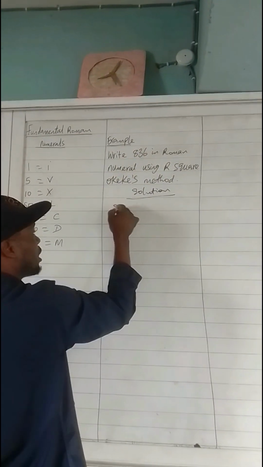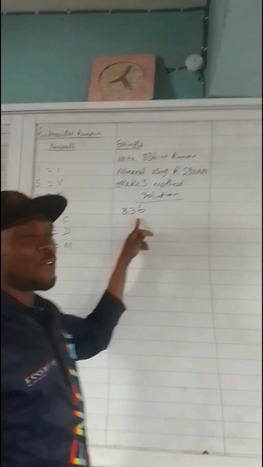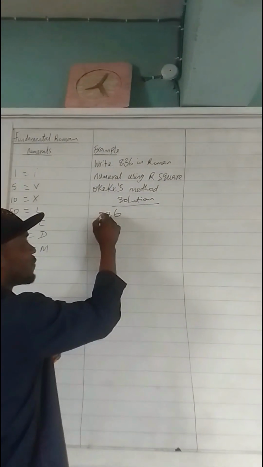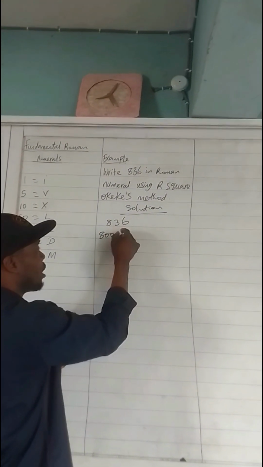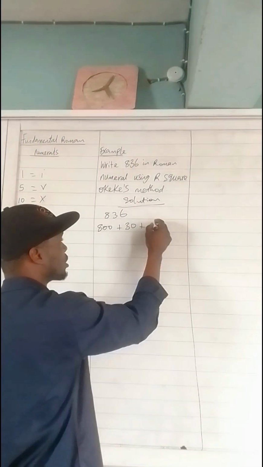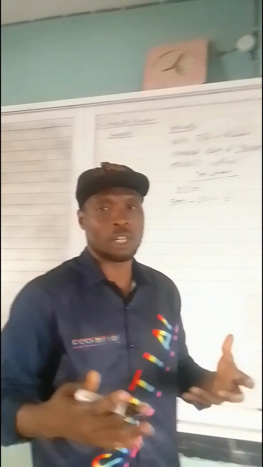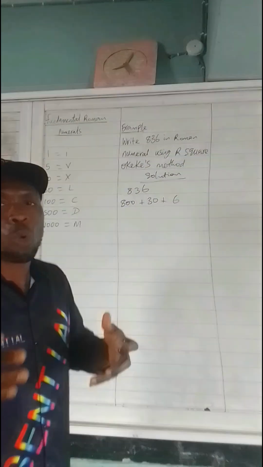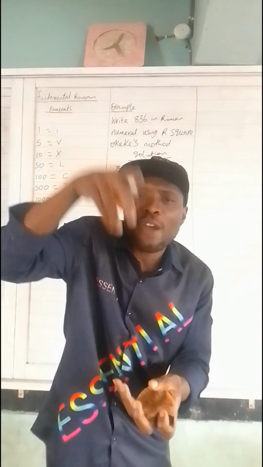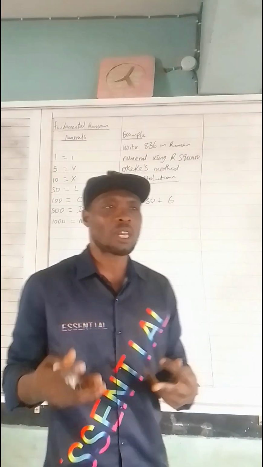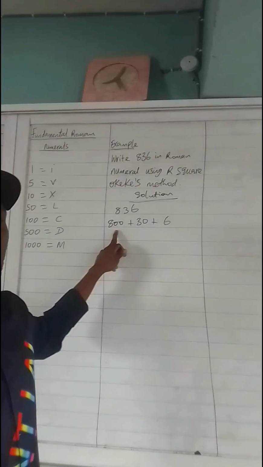I write this, then I find the values of each number. Here, the value of 8 is 800, plus the value of 3 is 30, plus the value of 6 is 6, because it's at the unit position. Now if this is 800, we start to look for a fundamental that is very close to 800. What is the fundamental? The fundamental close to 800 is what?